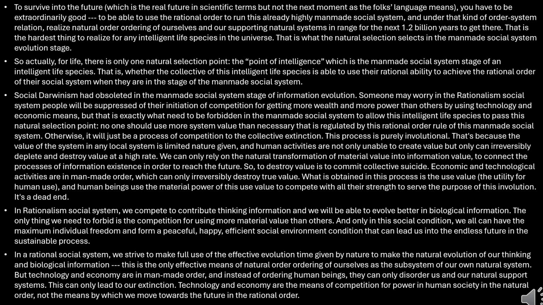Social Darwinism has become obsolete in the man-made social system stage of information evolution. Someone may worry that in the rationalism social system, people will be suppressed in their initiative of competition for getting more wealth and more power than others by using technology and economic means, but that is exactly what needs to be forbidden in the man-made social system to allow this intelligent life species to pass this natural selection point. No one should use more system value than necessary, as regulated by the rational order rule of this man-made social system. Otherwise, it will just be a process of competition to collective extinction.